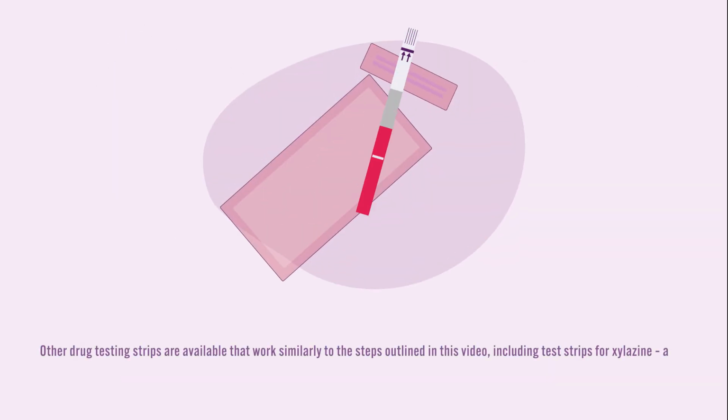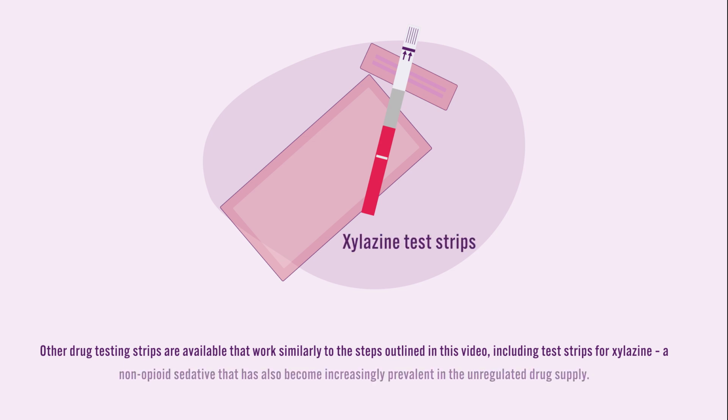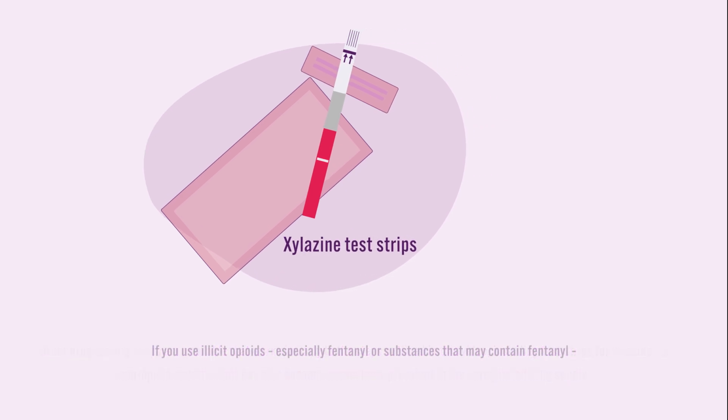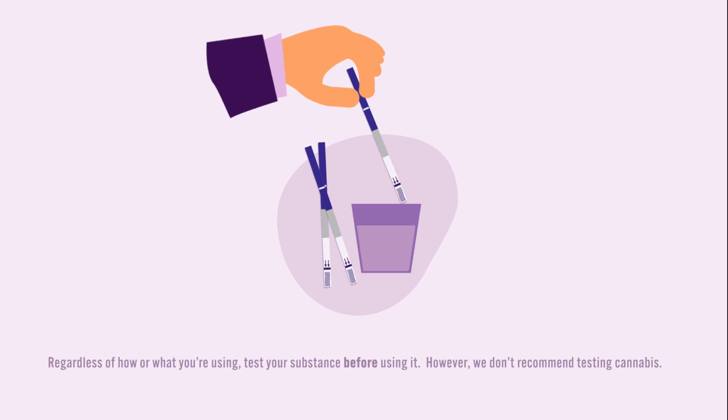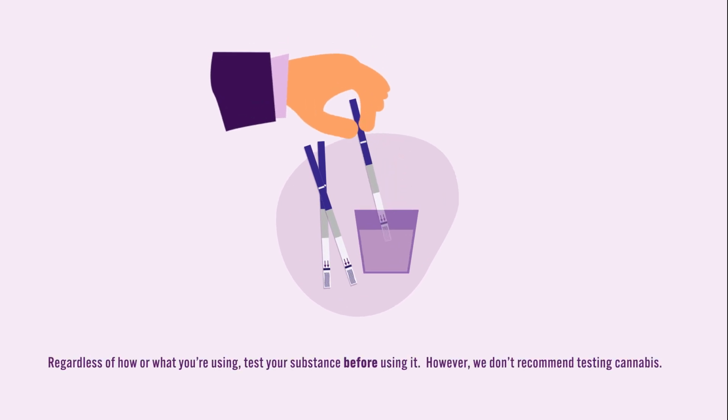Other drug testing strips are available that work similarly to the steps outlined in this video, including test strips for xylazine, a non-opioid sedative that has also become increasingly prevalent in the unregulated drug supply. If you use illicit opioids, especially fentanyl or substances that may contain fentanyl, consider also testing your substances for xylazine. Regardless of how or what you're using, test your substance before using it. However, we don't recommend testing cannabis.